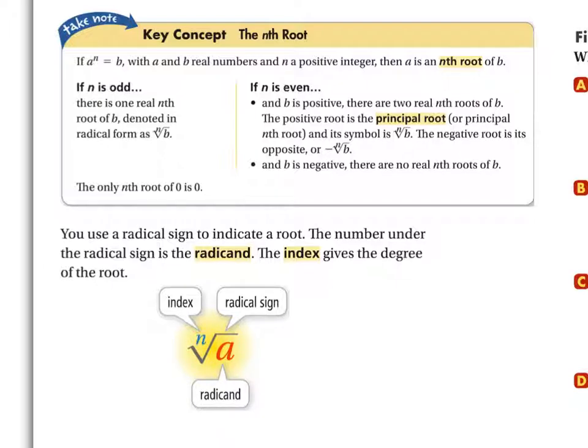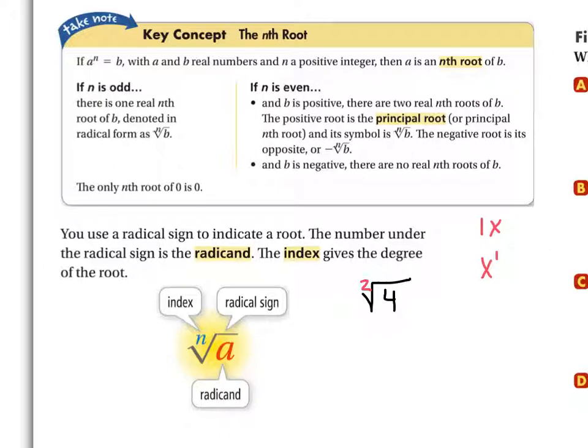A square root, for example, the square root of 4, we write it this way, but there is an assumed 2 to be the index. We don't write it there, just like we don't write the 1 out in front of 1x, or we don't write the 1 for the exponent of x to the 1st power. Okay? We don't write those things because we know they're there. Same thing with square roots. We don't write the 2 because we know if it's not shown, the index is 2.